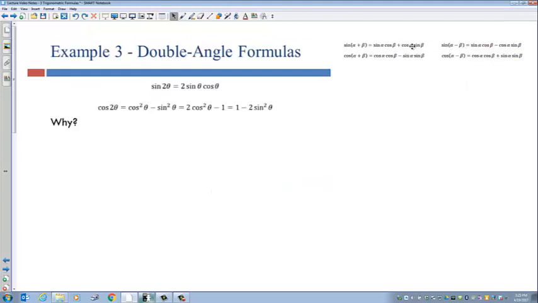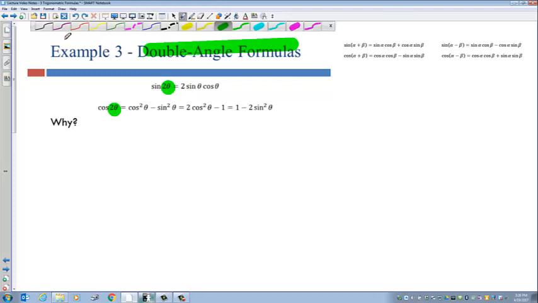Let's move on to the next type of formulas. These are called the double angle formulas. The reason they're called the double angle formulas, if you notice, is they work with double the angle. So sine of 2 theta and cosine of 2 theta can also be written in terms of sines and cosines. We should understand a little bit why, and it's actually very simple if you think about it.